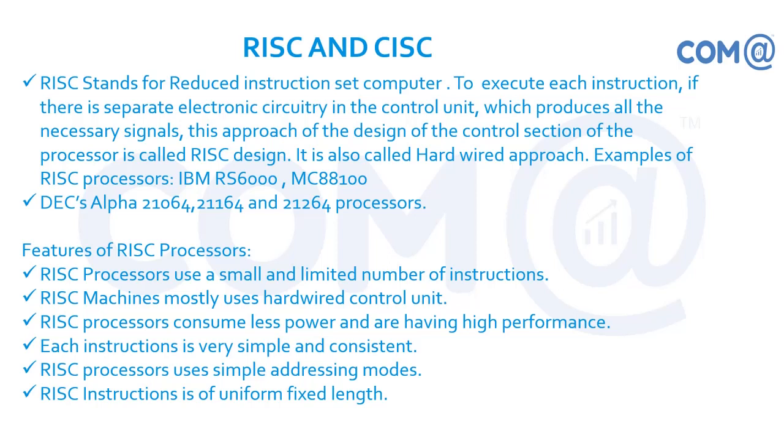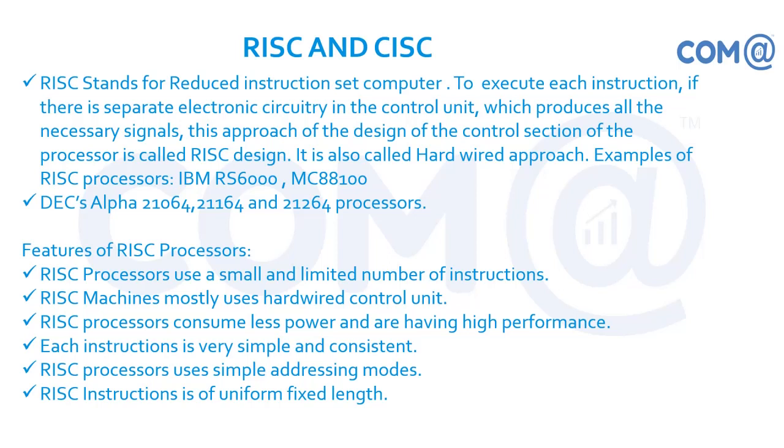Features: a RISC processor uses a small and limited number of instructions. So this will not go with the general one. It will be using only a limited number of applications, instructions. RISC machines mostly use a hardware control unit. The processor consumes less power and has high performance. So a RISC processor uses a simple addressing system, not a complicated addressing system like our Windows. So it will be a very easy addressing system.